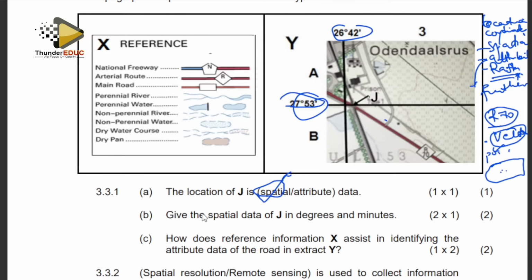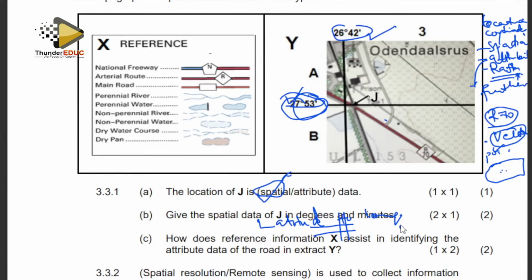Okay, we go on. Give the spatial data of J in degrees and minutes. These people just wanted you to get the answers for free. So what do we do here? You just write these coordinates and you write these coordinates. Remember, what do we start with? We start with the latitude and then we go to longitude. Remember, latitude is drawn horizontally, longitude is drawn vertically. So which one is horizontal? This one. So please, learners, don't forget, you will have to start with this. If you start with this, it won't be right because it is not in the proper sequence geographically.